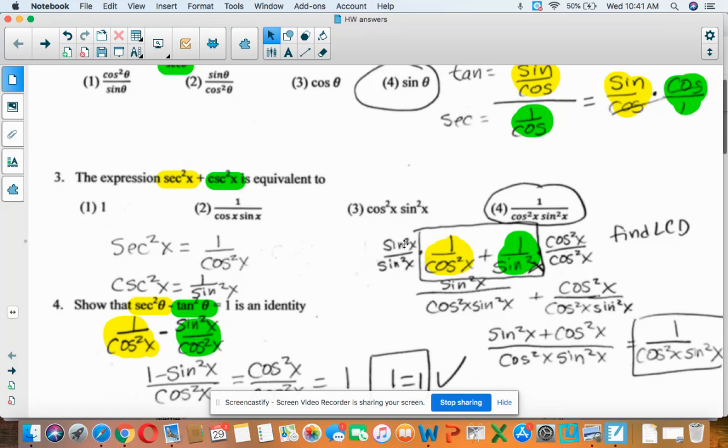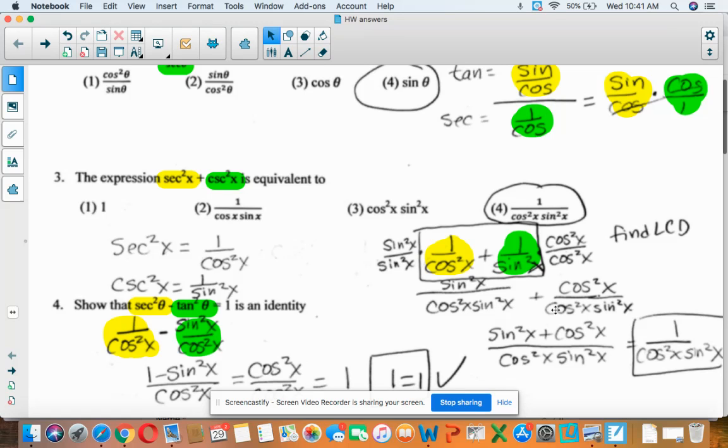So when I do that, sine squared of x times 1 is sine squared of x. Sine squared of x times cosine squared of x is cosine squared x, sine squared x. And then I'm doing the same thing to the second fraction. Remember, I'm trying to look for a common denominator of sine squared x, cosine squared x. So in order to get that denominator, I need to multiply the numerator and the denominator by cosine squared x. So 1 times cosine squared x is cosine squared x. Sine squared x times cosine squared x is cosine squared x, sine squared x.